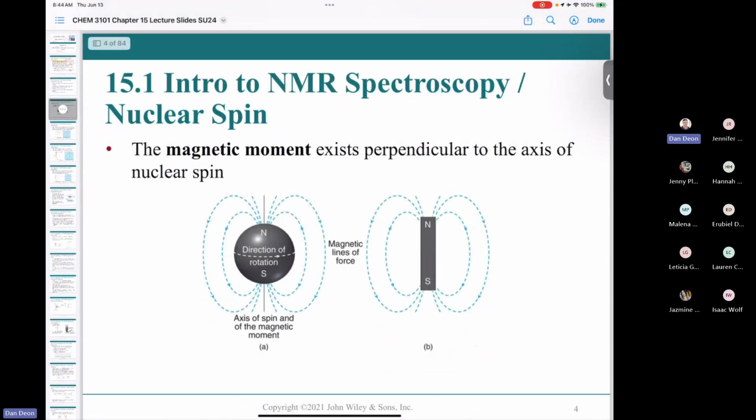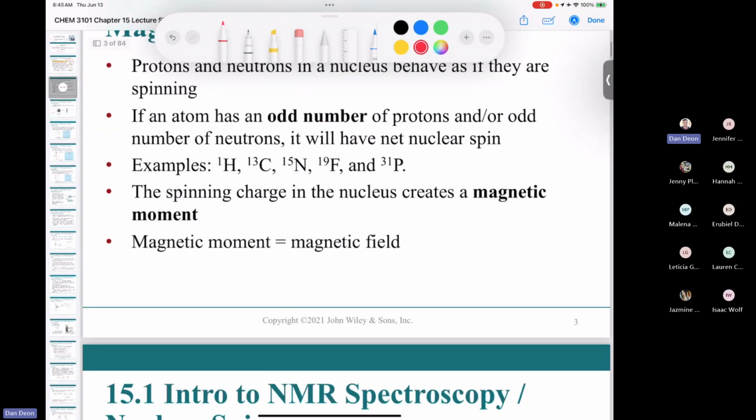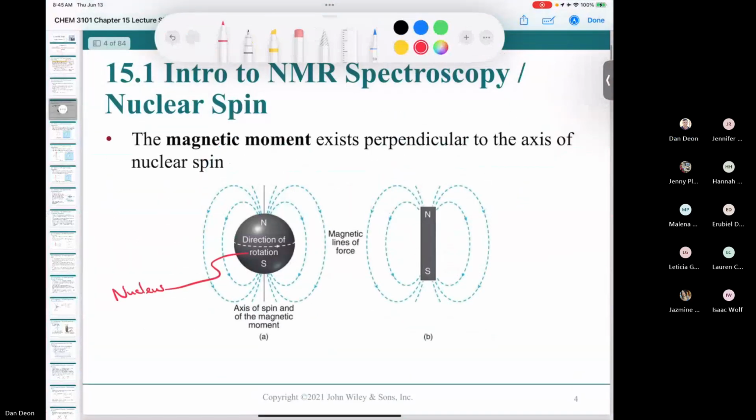So here is a picture. A picture is worth 1,000 words, right? This is our nucleus. We can imagine a nucleus as being like this. You can imagine it as a sphere, and it spins around like a top. And when it does, it creates a magnetic moment. And as it said, a magnetic moment is a magnetic field.